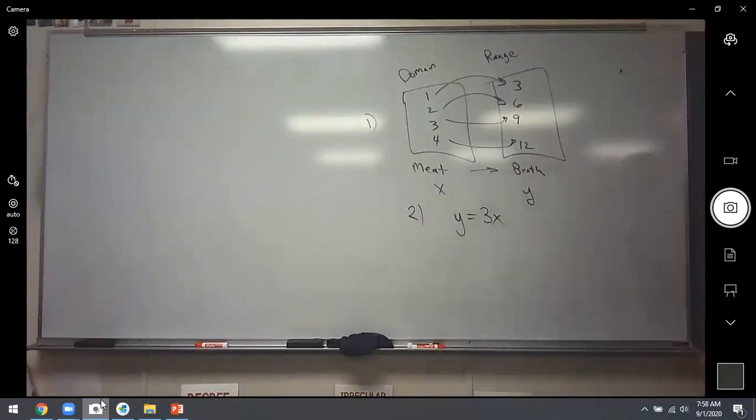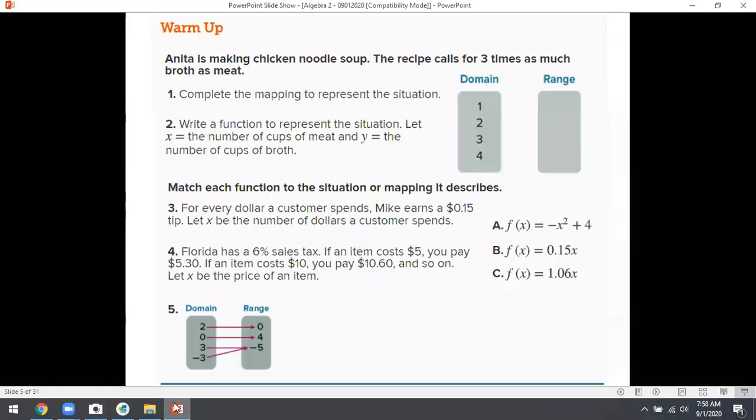Morning. All right, back to the problems. Number 3: for each dollar a customer spends, Mike earns 15 cents tip. So for every dollar they make 15 cents tip. Let x be the number of dollars a customer spends. Match each function, by the way. That's what we're trying to do. Just by the context, you can probably figure out which one this would go with. Probably B. It's the only one that has 15 in it. Makes sense to me. So that's going to be the answer for that one, B.